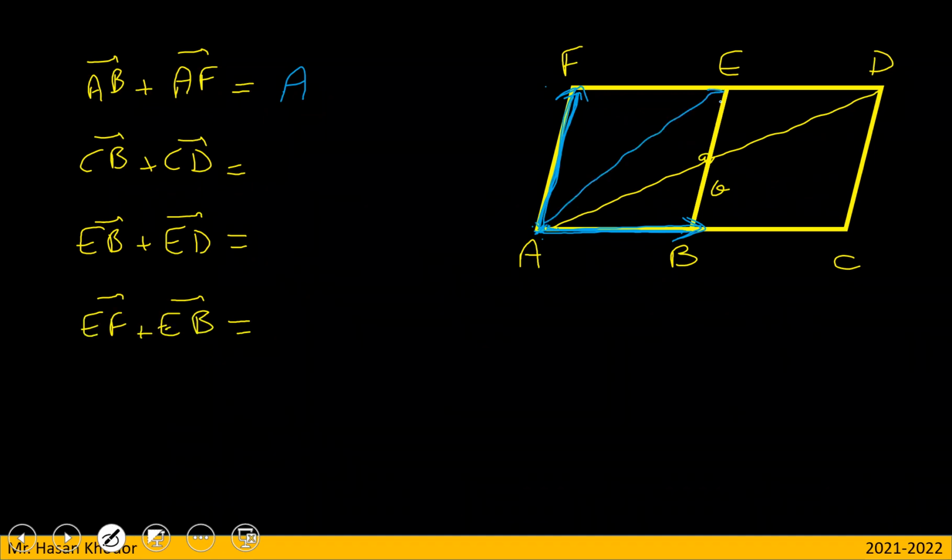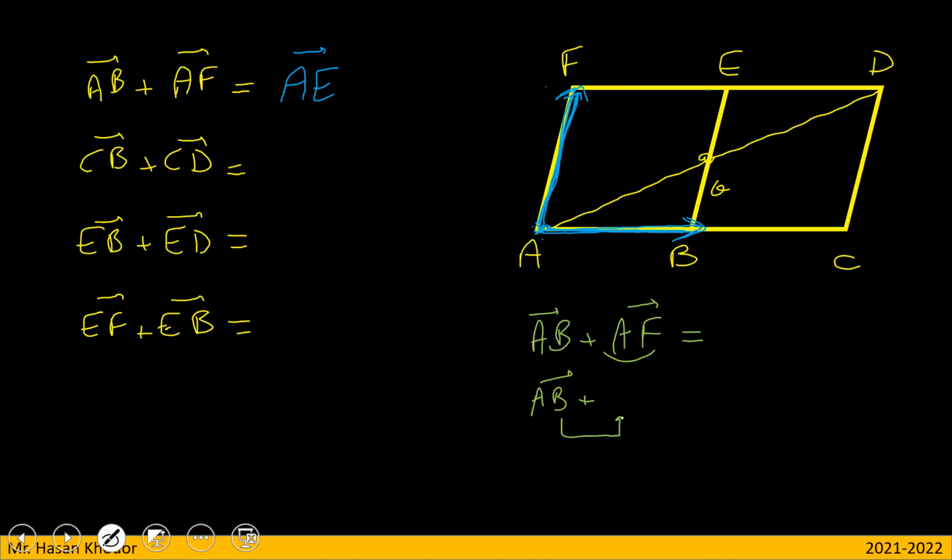There's another method. Who can solve it with another method? In fact, we have here AB plus AF. Let's try to replace AF with a vector starting from B, which is vector BE. So now AB plus BE is like AE. We get AE, the same answer.